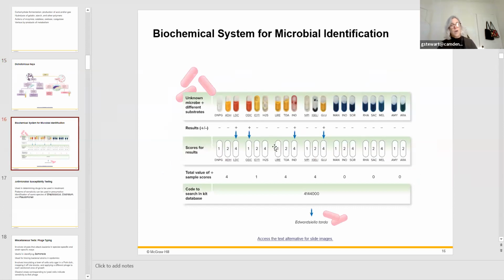Now, this is an awesome test. This is called the API 20E for enterics. And this is a set of biochemical tests in tiny, tiny little test tubes. They don't give you a size picture here, so I'm going to stop sharing for a second and just show you that that whole strip would be about this long and about as wide as my fingers. So it's made up of these tiny little plastic test tubes, and inside of them is dehydrated media, all different kinds of selective media.